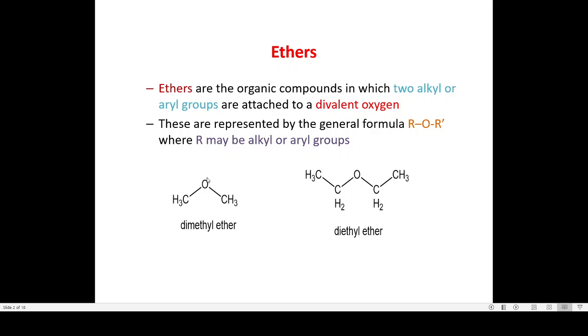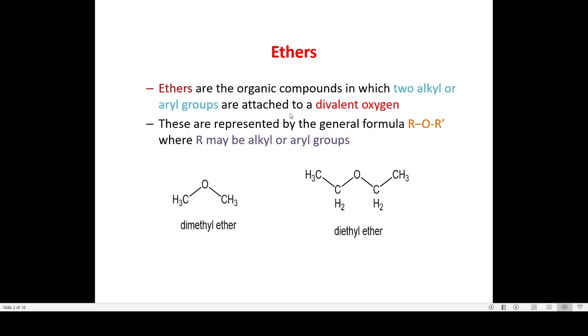Here we have a divalent oxygen which is attached to two alkyl groups which can be the same. For example, in the dimethyl ether, we have two methyl groups attached to the oxygen atom. And another example, the diethyl ether, where the divalent oxygen is bonded to two ethyl groups on either side.